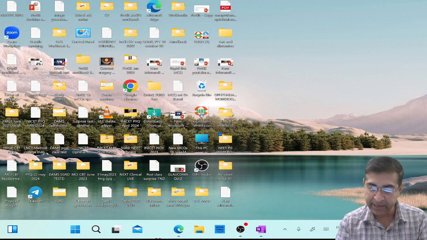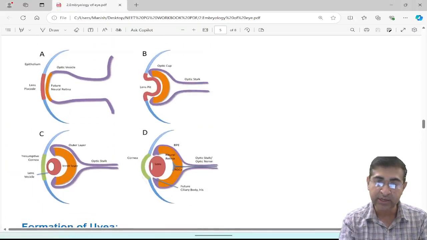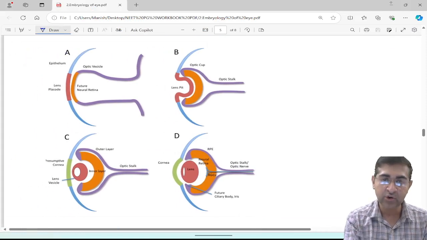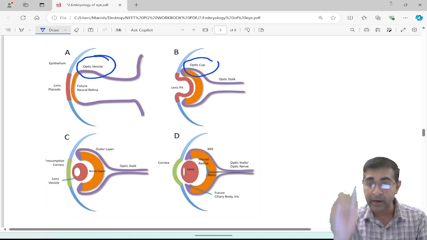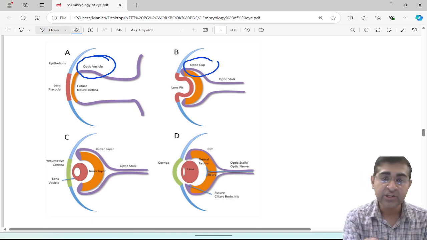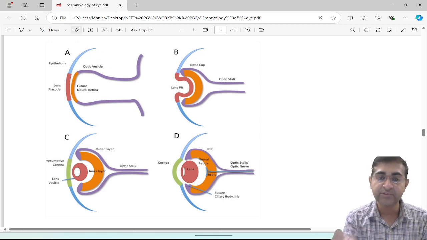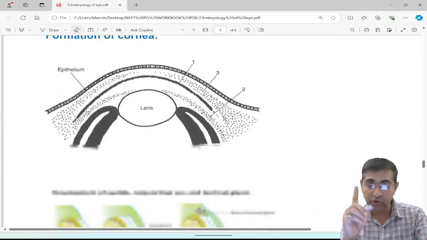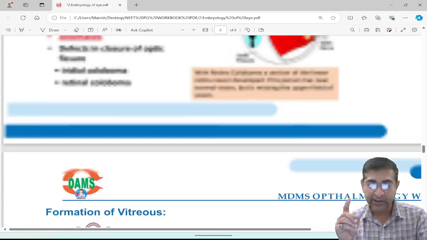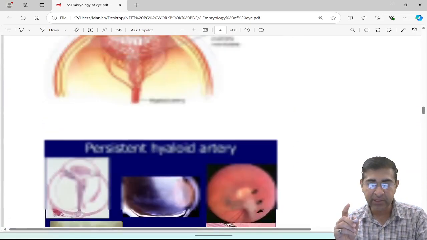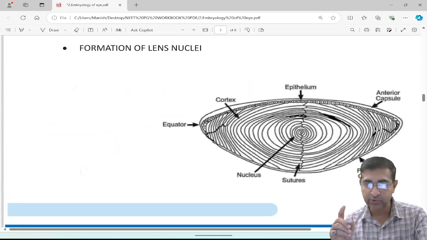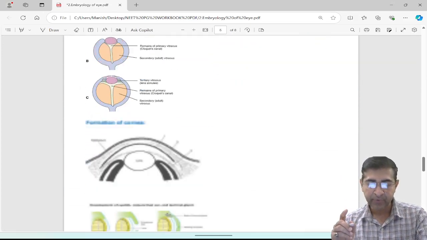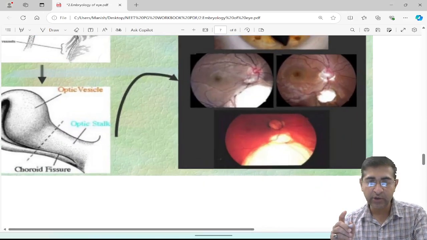Let me show you an image so it will be better understood. You can see that this is your optic vesicle, and this is your optic cup which is going to form the retina. I have already told you that retina develops from neuroectoderm. Now check this out. I want to give you another important question here. Give me a second. I am just going to show it to you. Wait. Yes. All right. Check this out.